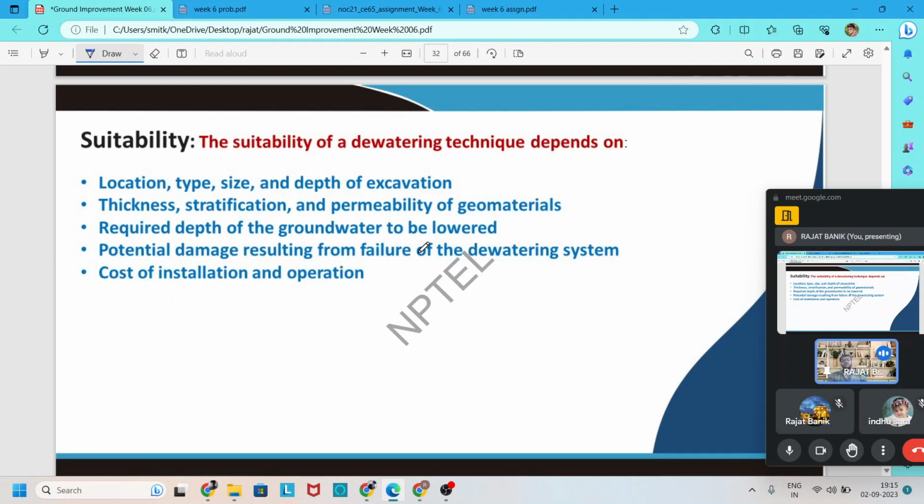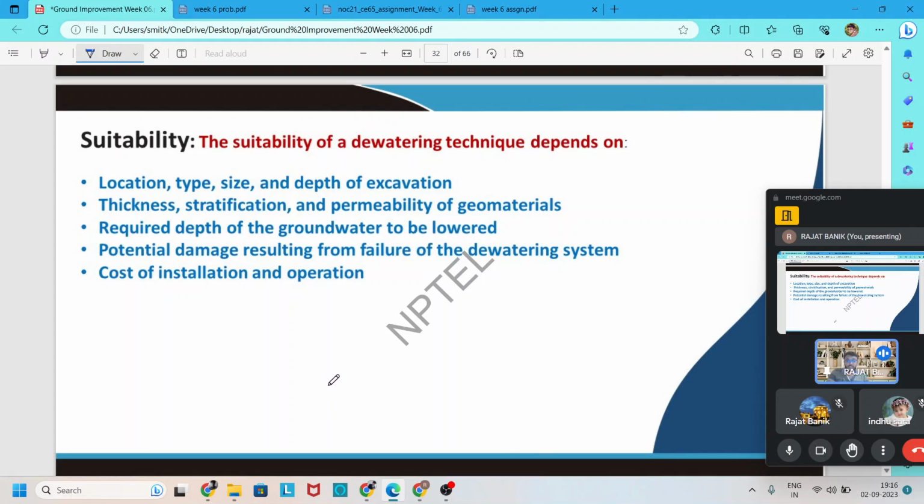And also the required depth to which the groundwater is to be lowered. If we want to lower the groundwater table to a much greater depth, then we use the dewatering system. If we want to remove surface water, for that we use the drainage technique. But if we want to lower the groundwater to a great depth, for that we use the dewatering technique.